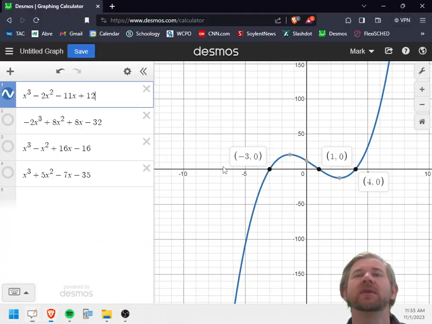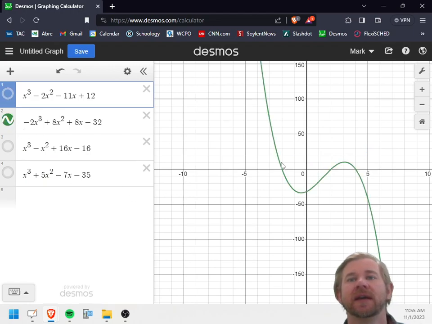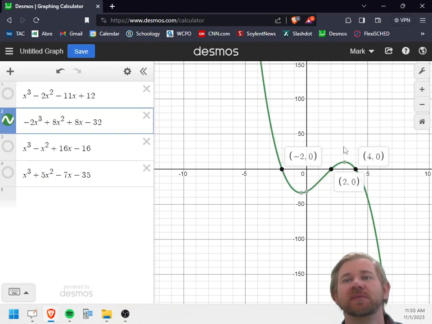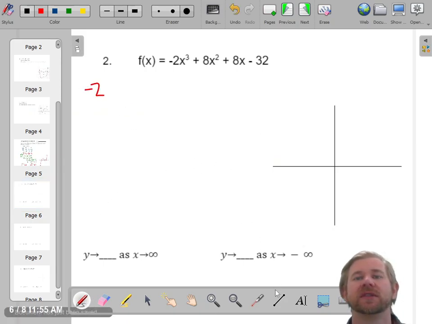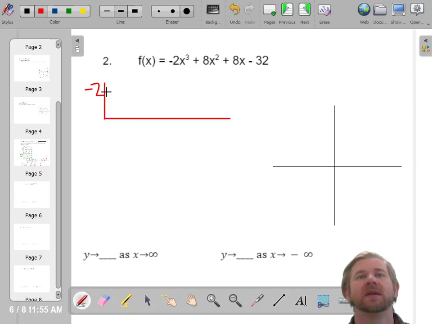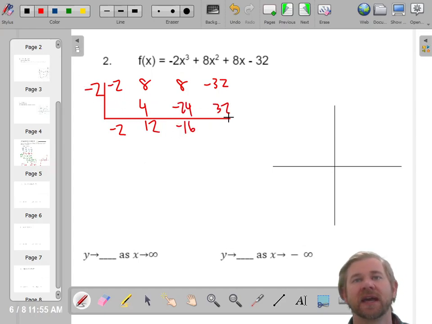So the first thing we do is we graph it. I have it right here. And I can see intercepts at -2, +2, and +4. So I'm going to plug in -2 just because I'm working left to right, but it doesn't matter. Bring down the -2, and now you multiply, and then you add, and then you multiply, and then you add, and then you multiply, and again, you better get 0. We did. That's good.